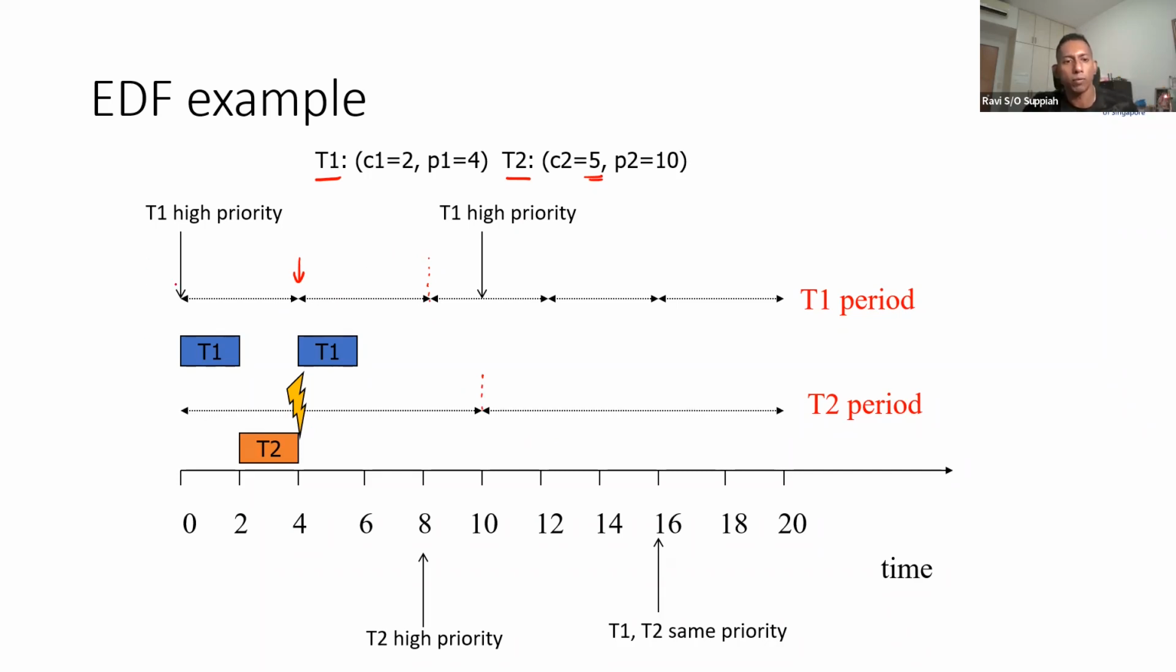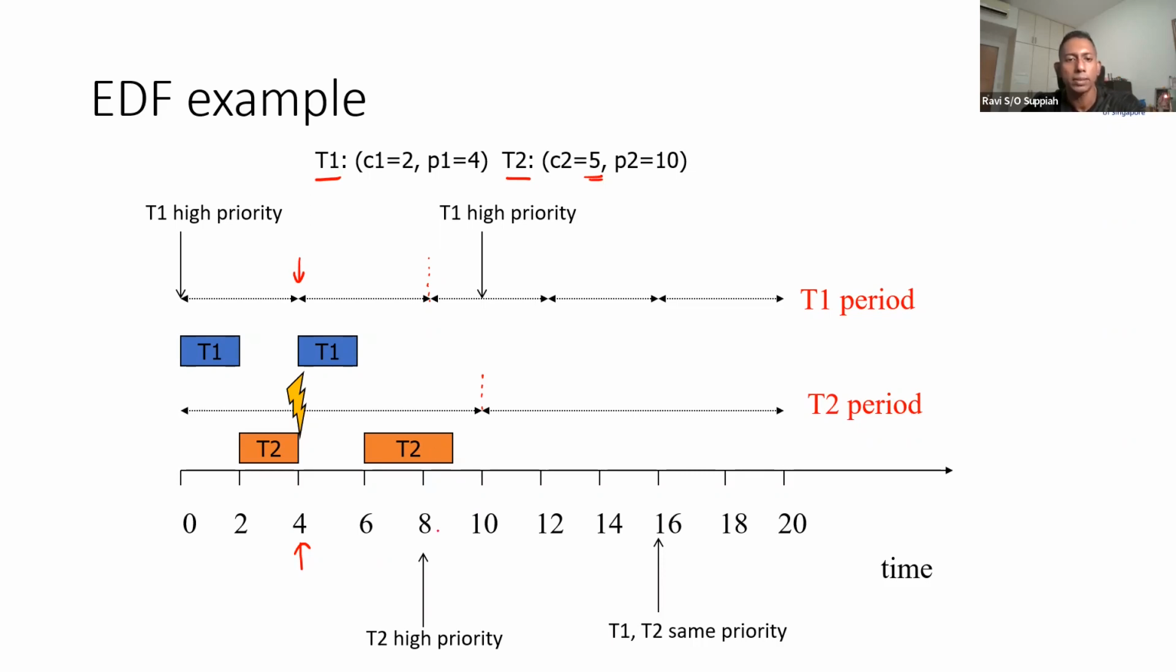So at time t equals 4, when there's a new periodic instance of T1, the task with the earlier deadline will get a higher priority. Since task 1's deadline would be at time t equals 8 and task 2's deadline is at time t equals 10, task 1 will be considered higher priority. So task 1 will take over and run first. Then after that, task 2 can carry on, but it requires another 3 more units to complete.